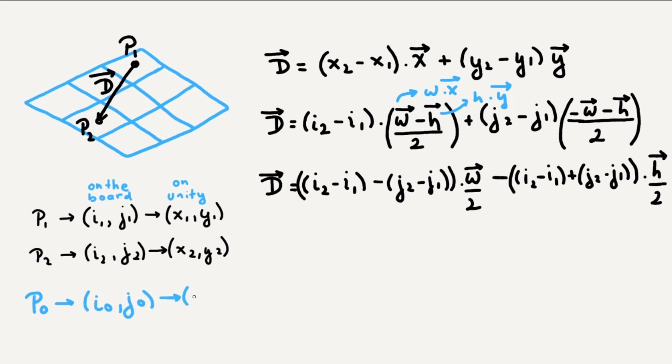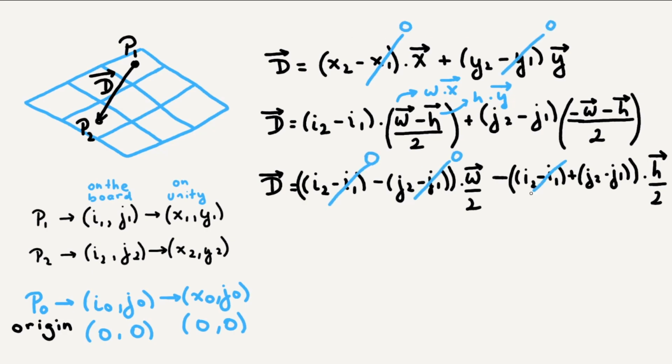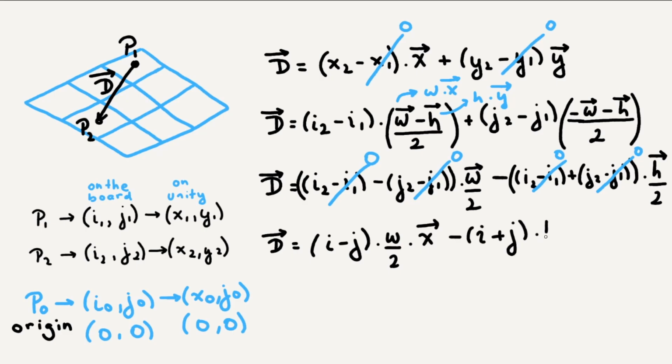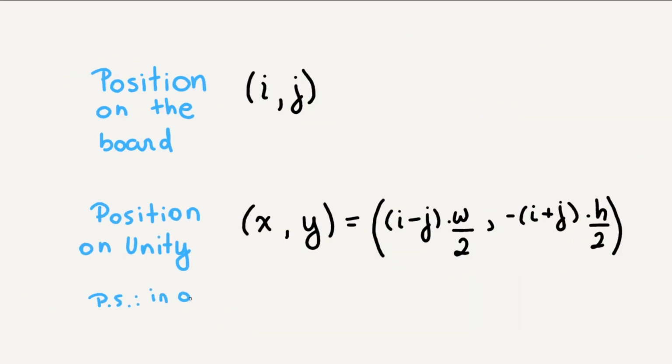Since we're not just simply trying to get the distance between 2 points on the isometric board, we're trying to get their position from the origin, where i and j are going to be equal to 0, and we can also consider that the x and y position of the origin is going to be 0 as well. We can simplify this expression that we have right here, so we'll be left with this expression. In order to get the x and y position of a tile on the 2D plane on Unity from their i and j position on the board, we can simply use this equation and get their position.